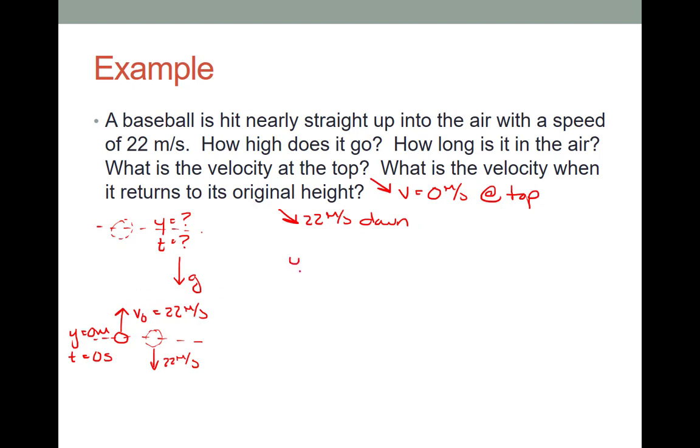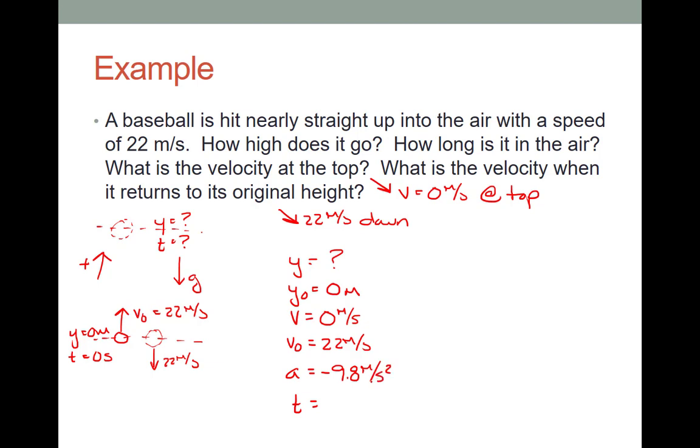I now need to write my grocery list out. Our initial height we defined as 0. Final height is one of the things we want to know. We know velocity goes to 0 at the top. V naught is going to equal 22 meters per second, and assuming we let up be positive, it'll be a positive 22 meters per second. But since gravity is downward in this coordinate system, our acceleration has to be a negative 9.8 meters per second squared. And time is the other thing we want to know.